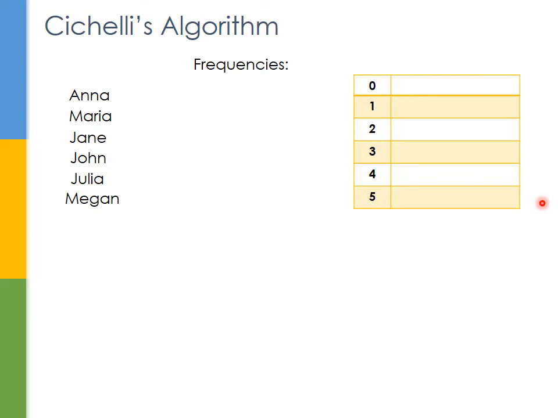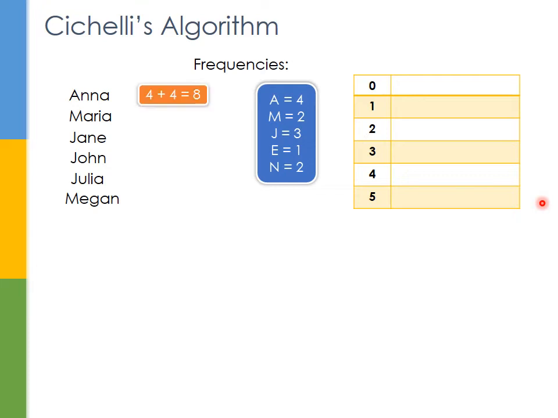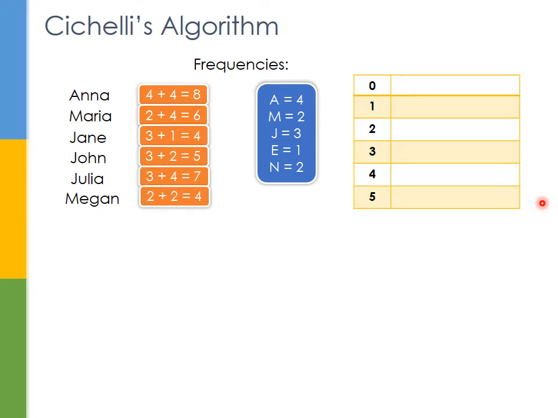You all know that first of all we calculate the frequencies, and I've already calculated them for you. A is the most common character, clearly. M has a frequency of 2, J has a frequency of 3, E has a frequency of 1, and finally N has a frequency of 2. So we have a nice spread on the frequencies. We'll now calculate the cumulative frequencies for every word. So it's going to be 8 for Anna, 6 for Maria, 4 for Jane, 5 for John, 7 for Julia, and 4 for Megan. Great.